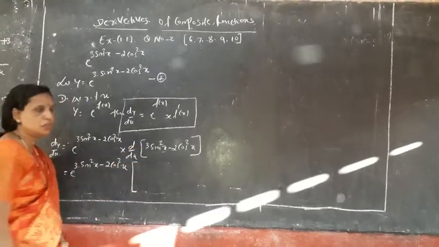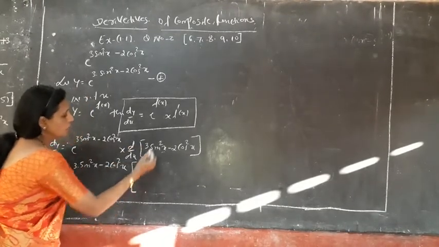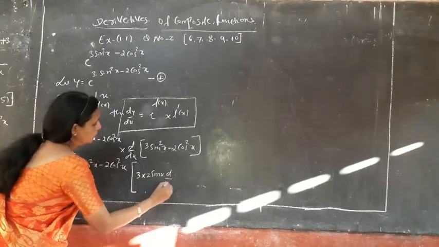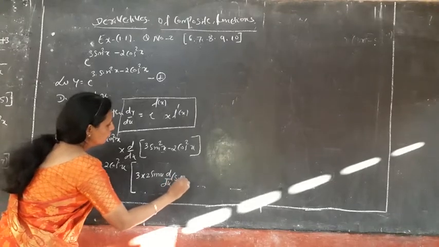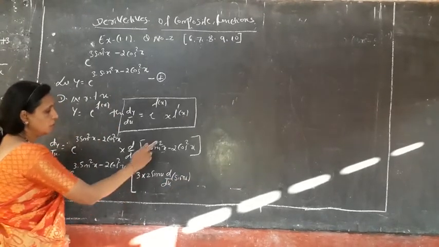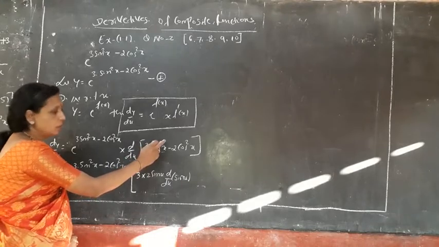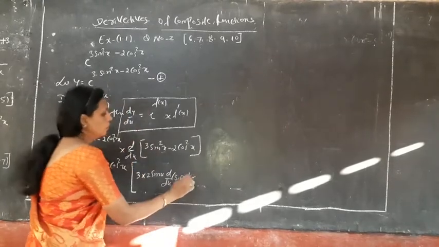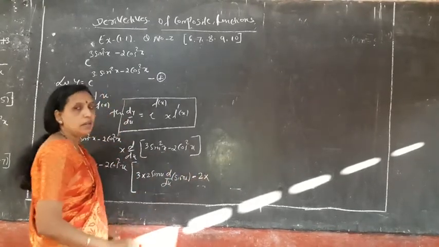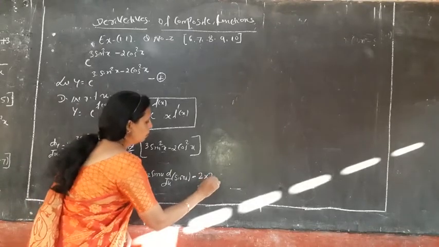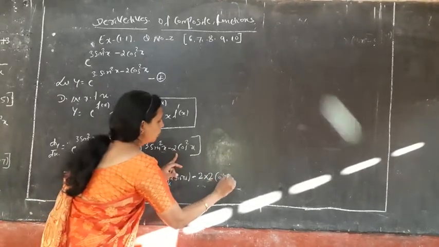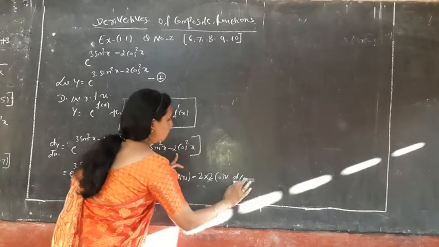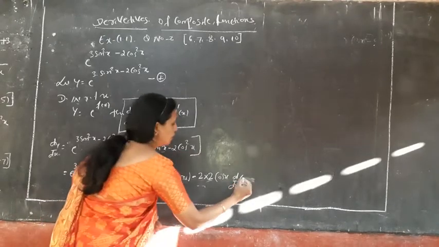Next, carry on the differentiation of this function. 3 is a constant term. Differentiation of sin square is 2 sin x into d dx of sin x. 3 is a constant. Here x raised n for n equal to 2, 2 sin x d dx of sin x. Minus 2 is a constant, and here n equal to 2, so put here 2 cos x into d dx of cos x.